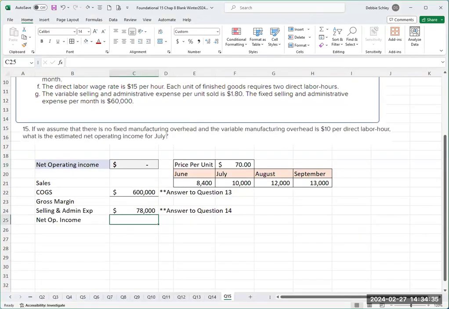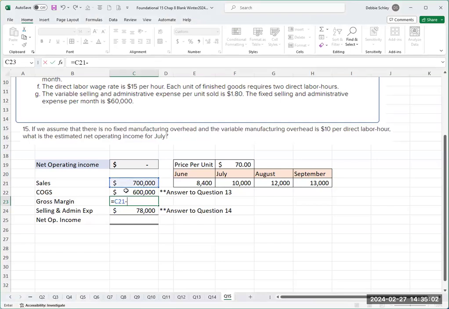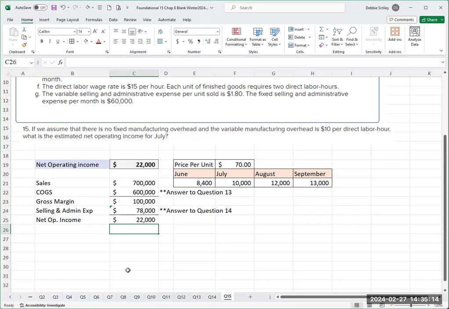And the final question, question 15. What is my net operating income? So I know my cost of goods sold because I figured that out in question 13. And I know my selling and administrative expenses because I figured that out in question 14. So my sales are the 70 times the 10,000 units in July. My gross margin then equals sales minus cost of goods sold. And then my net operating income equals my gross margin minus my selling and administrative expenses. I have a net operating income of $22,000.